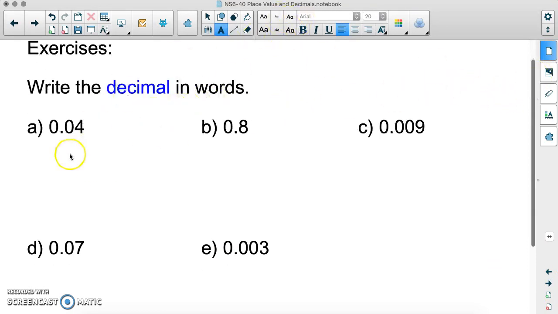For A, if I was asking you to write this in words, 0.04 would be the same as saying 4/100ths, because the 4 is in the hundredths place value. I want you to do B, C, D, and E on your whiteboards, and then you're going to resume your screencast and carry on with your lesson.